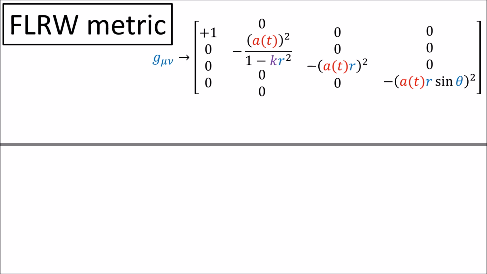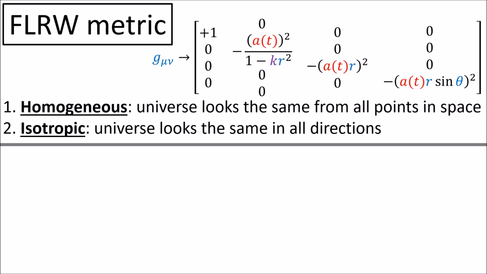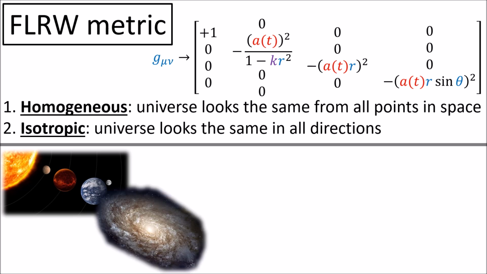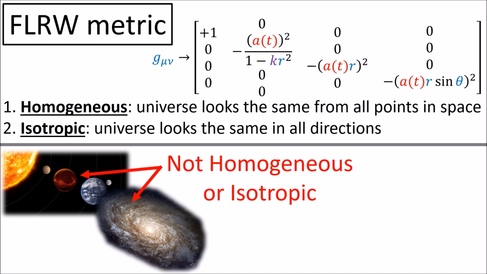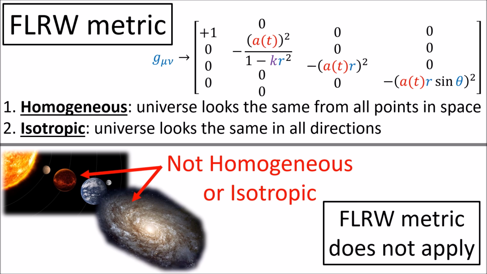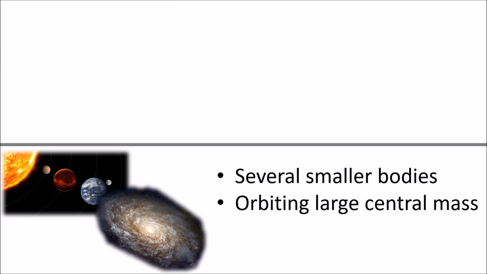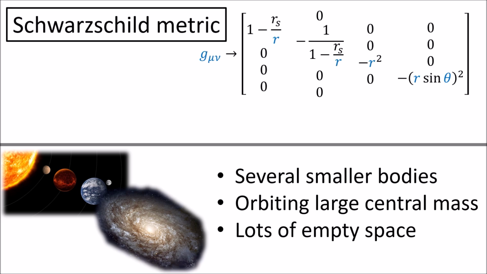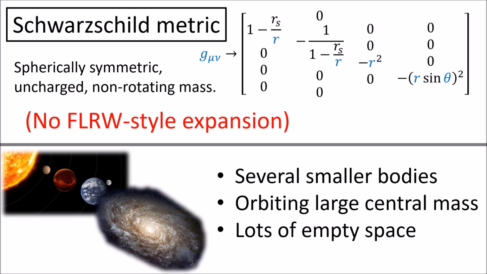The FLRW metric that is used to describe the expansion of the universe came from the assumption that the universe is homogeneous and isotropic. But on the scale of individual star systems and galaxies, the universe is not homogeneous and isotropic, so the FLRW metric does not apply. These systems tend to involve several smaller bodies orbiting around a more massive body, with a lot of empty space in between. These systems are better described by something closer to the Schwarzschild metric, so FLRW-style expansion does not apply at the scales of individual star systems and galaxies.